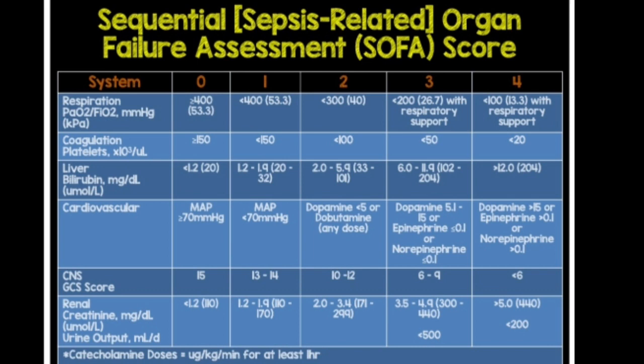At last we see the creatinine. Creatinine of less than 1.2, score 0. Creatinine level is 1.2 to 1.9, score 1. If creatinine level is 2 to 3.4, score 2. If it is 3.5 to 4.9, score 3. And if creatinine level is more than 5, he is given a score of 4.